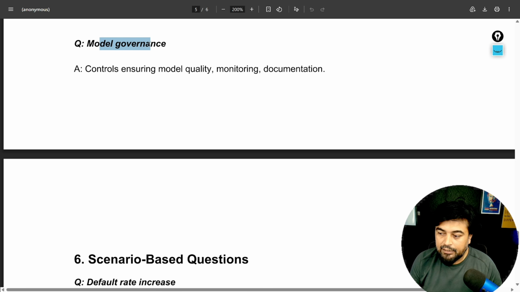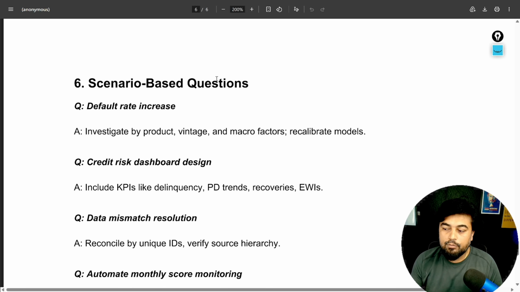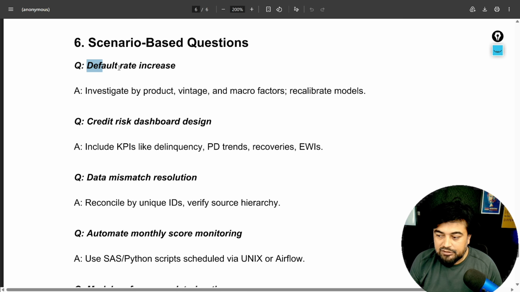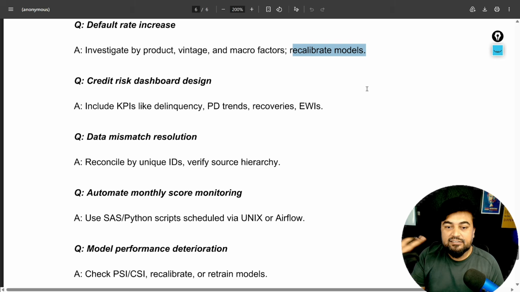Then model governance, the control ensuring model quality. It's pretty easy. Now let's talk about some scenario-based questions. Default rates: somebody can ask you what to do when the default rate increases. You can say investigate by product, vintage and macroeconomic factors. On the basis of that, we recalibrate the model, adjusting the parameters inside the model.